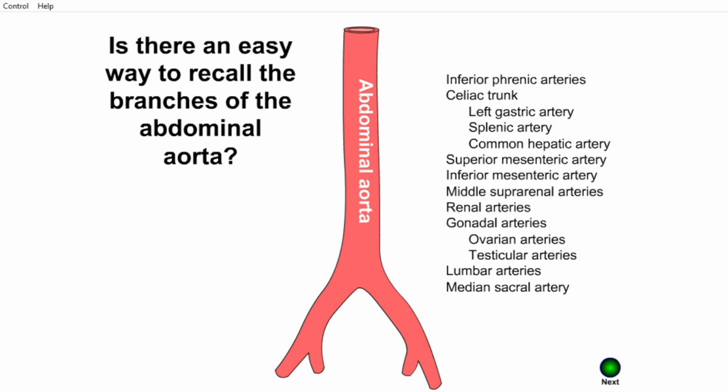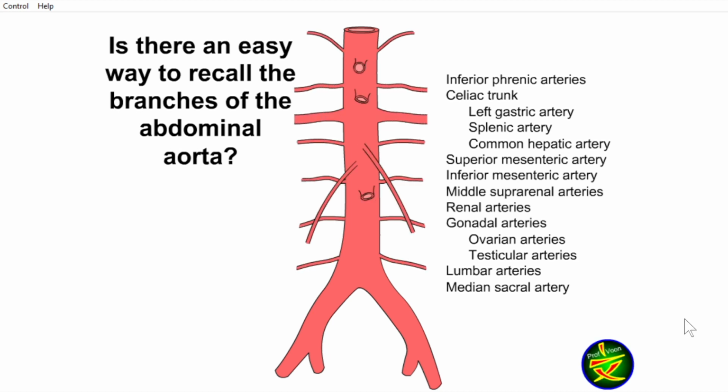In this program, I'll try and respond to a student's inquiry about whether there's an easy way to recall the branches of the abdominal aorta. On the right of the screen, I've listed the arteries that are arising from the abdominal aorta. Some may be in the midline. Of course, some will be actually arising from both sides of the aorta. Now here we're just trying to show it figuratively.